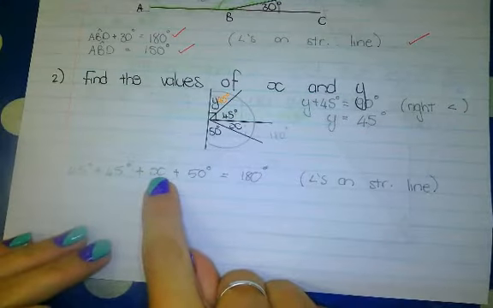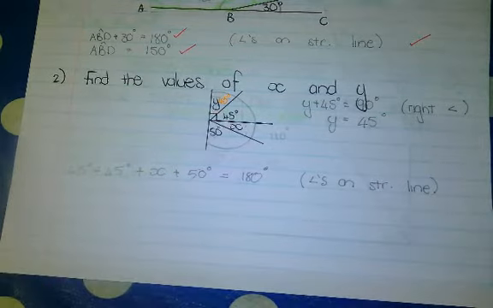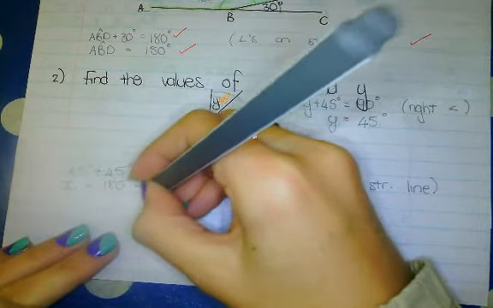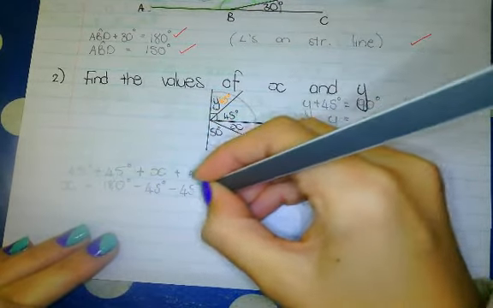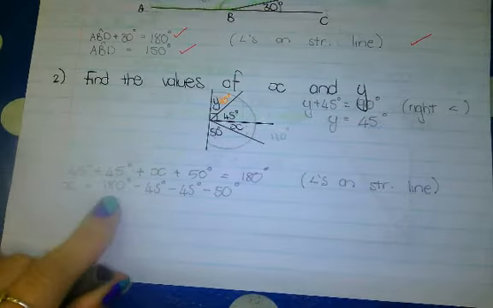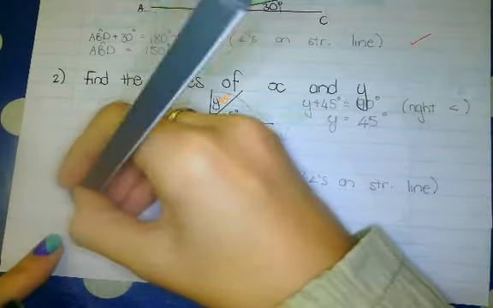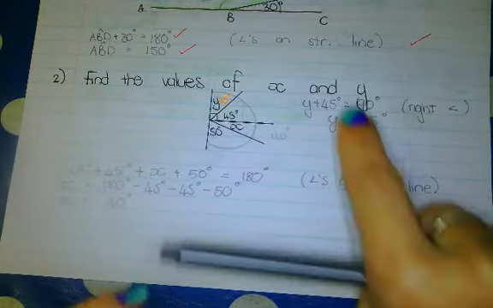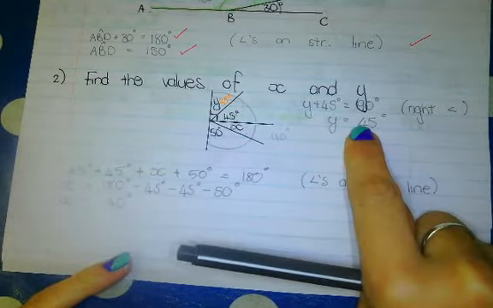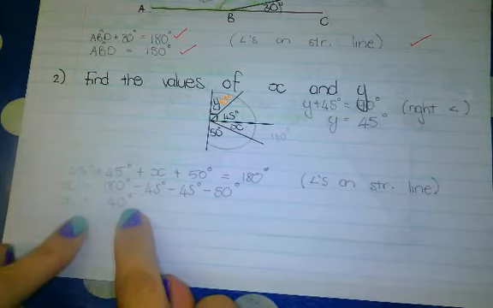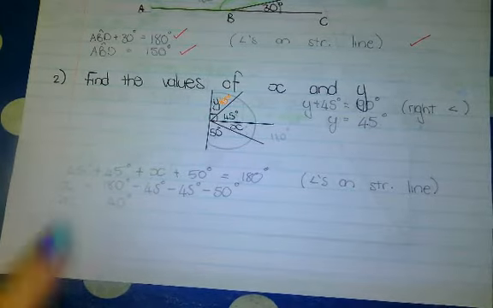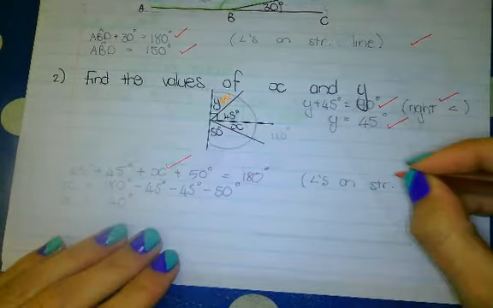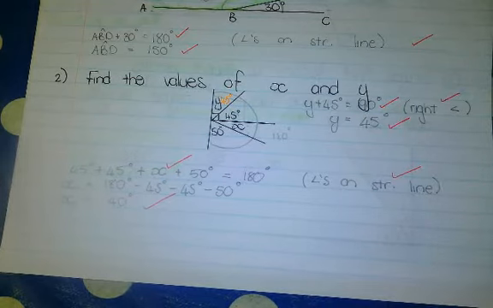And now we solve for x. Okay, so we're going to hop over our 45s and our 50 and subtract them. So we're going to have x equals 180 minus 45 minus 45 minus 50. And we're going to get 40 degrees. X is equal to 40 degrees. Okay, so notice how I've set these up. Equation, reason, solve the equation. Equation, reason, solve the equation. So this question would be a 6-mark question. 3 marks for y, 3 marks for x.